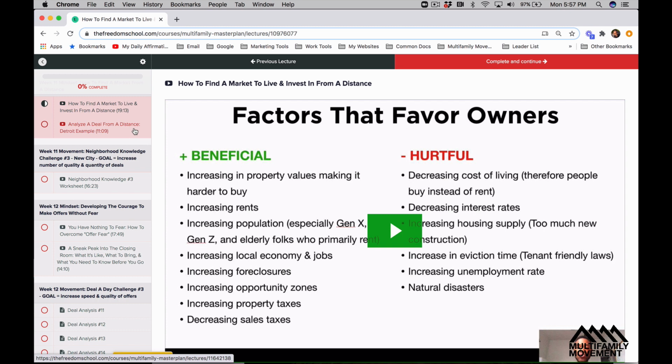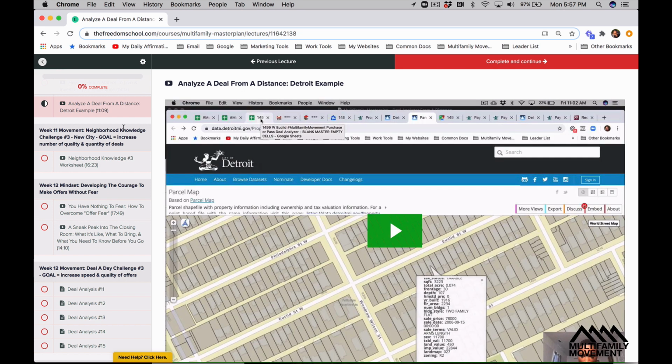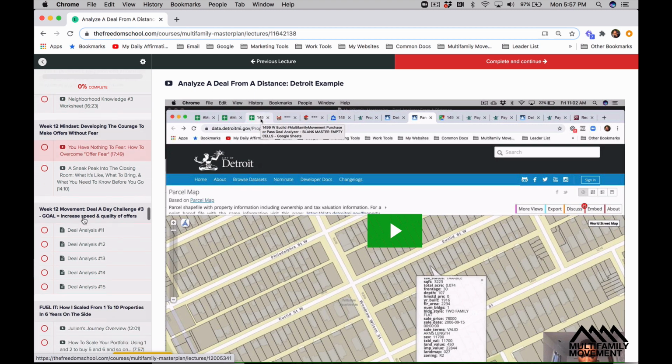There's a difference between analyzing a deal from a distance. You got to get real familiar with that market and how to find the 23 numbers in that specific market. So this is an example of analyzing a deal from Detroit. I walk you step by step through me going into a new market and trying to figure out how to find the 23 numbers there that you put into the purchase or pass deal analyzer. Then in week 11 we do a new neighborhood challenge if you haven't found your deal yet, and in week 12, we analyze more deals. So this is the process.